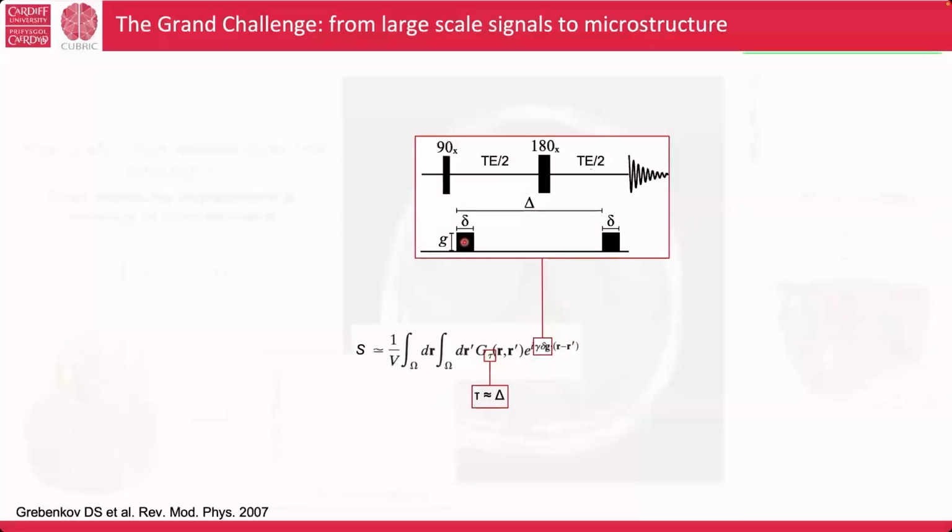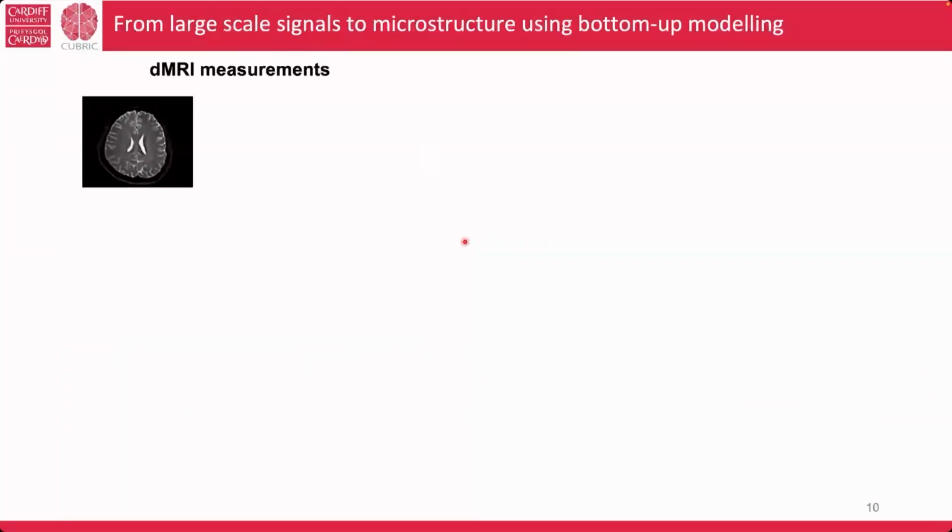So with this arsenal of tools, one being simple geometries for which we can calculate the diffusion propagator, and the other being a sequence that allows us to probe this diffusion propagator, then we can start doing microstructure imaging from a bottom-up modeling. And this is what historically has been done in the past 20 years in the field. And you might have seen some examples in this workshop.